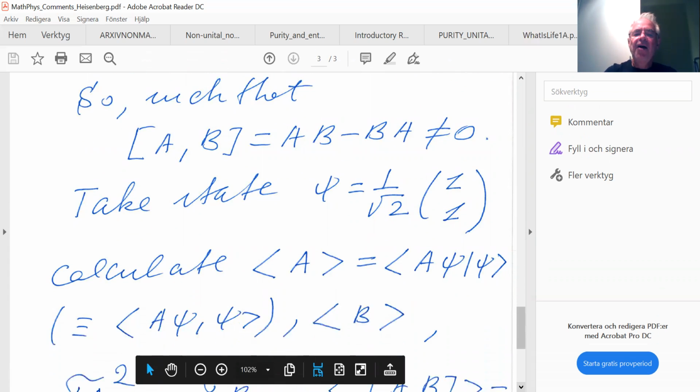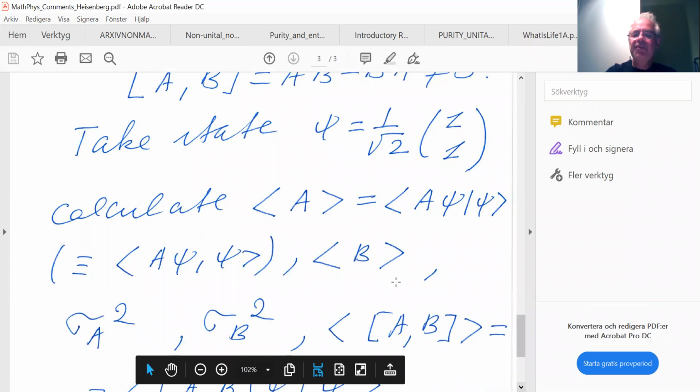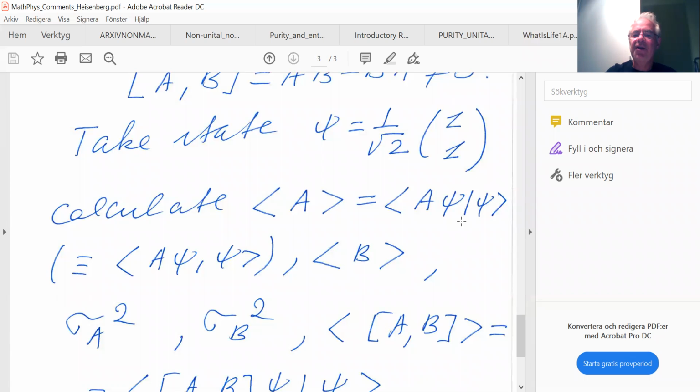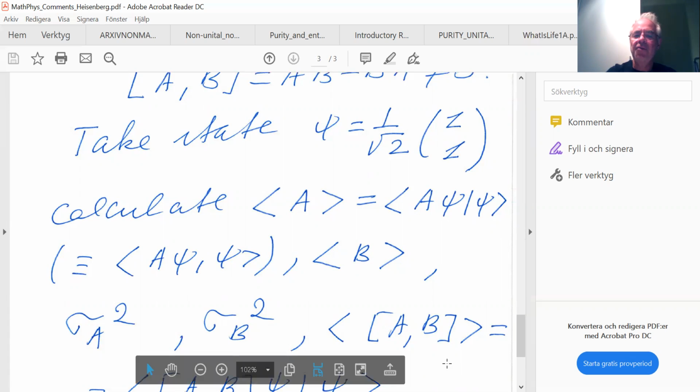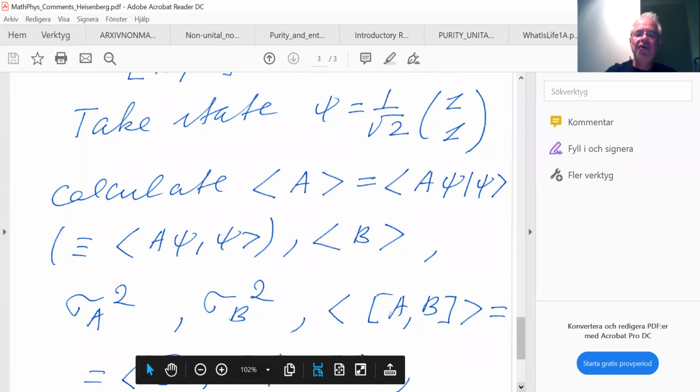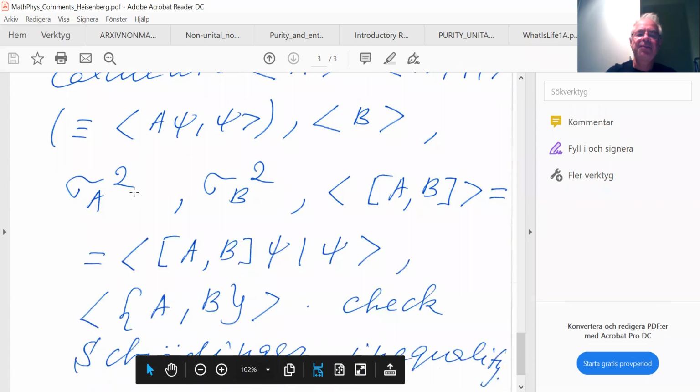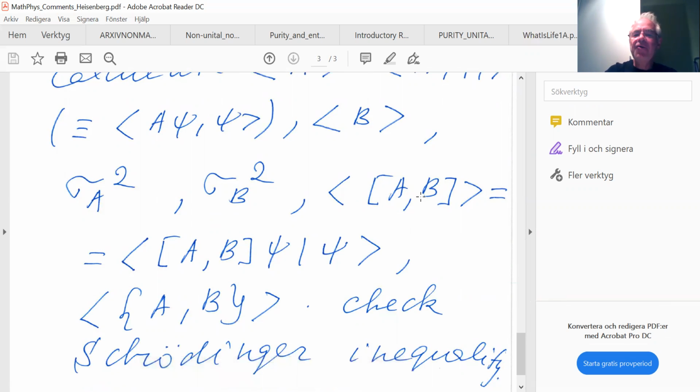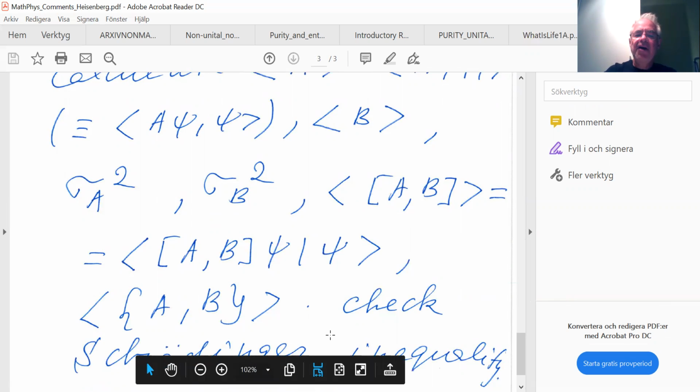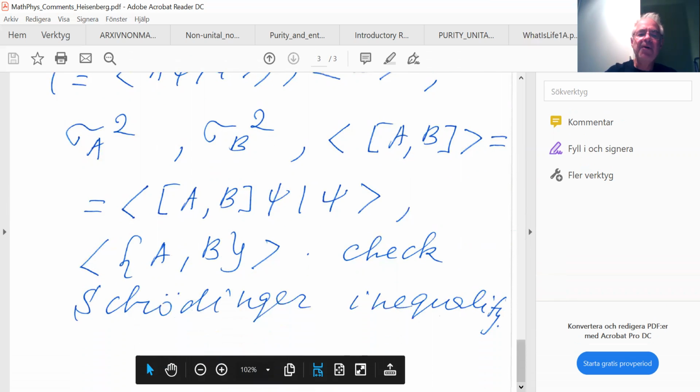Very simple state. Then calculate the average of A and average of B by this formula. This is in physical notations, vertical line, and this is mathematical comma. Then calculate dispersions. Then calculate the average of commutator, by this formula. Then calculate the average of anti-commutator. And then put all these numbers and check that Schrödinger inequality is really correct.